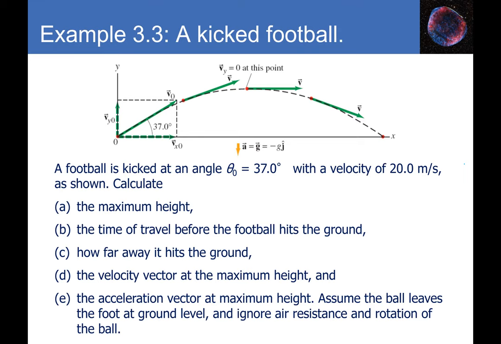So here we're given a soccer ball. So we have a football, or a soccer ball, right? It's kicked at an initial launch angle theta initial of 37 degrees with a velocity of 20 meters per second, as shown. So that means we have the ball at the origin, and it's given some initial velocity, which is taken as 20 meters per second in magnitude, with a 37 degree launch angle. So what we're going to do here is find the maximum height. Let's do it one by one. So let's find the maximum height. What it means is how high it goes in the vertical direction before it starts falling back down.